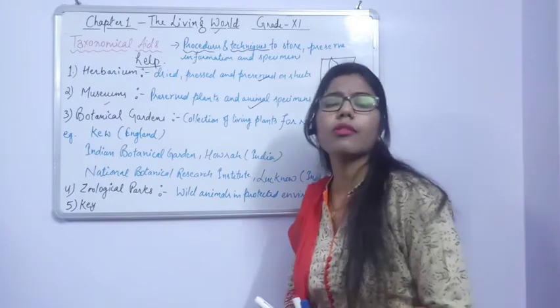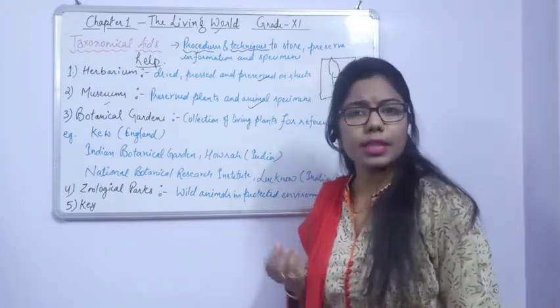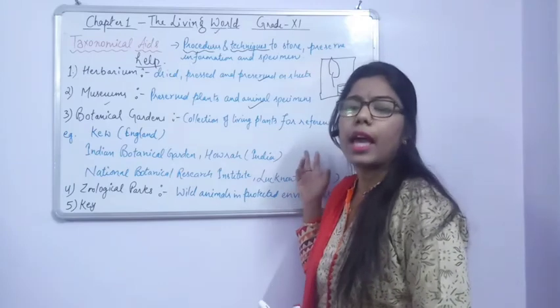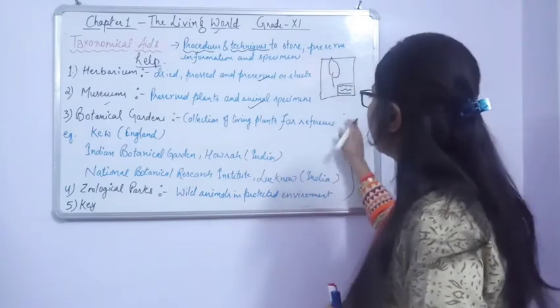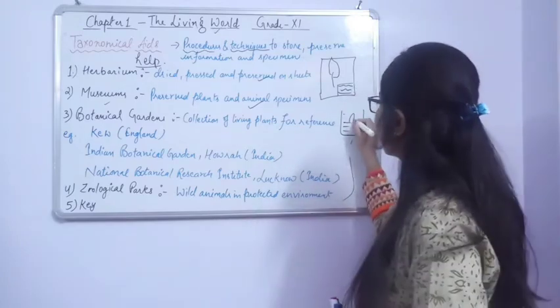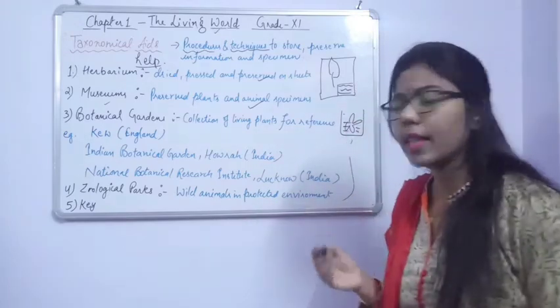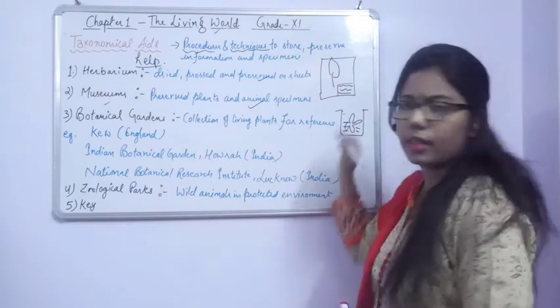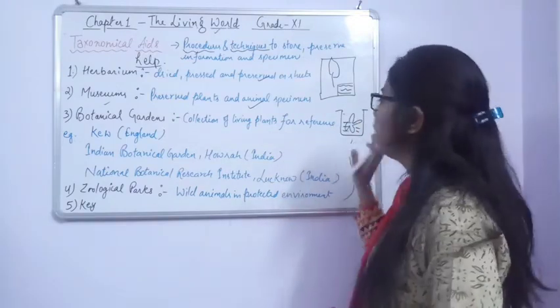In your schools you have seen that some specimens or some animals, for example a starfish, are preserved in a solution, formaldehyde solution. What you are doing is you have kept the starfish. So what is happening? You have preserved it in a jar or in any bottle in a chemical.